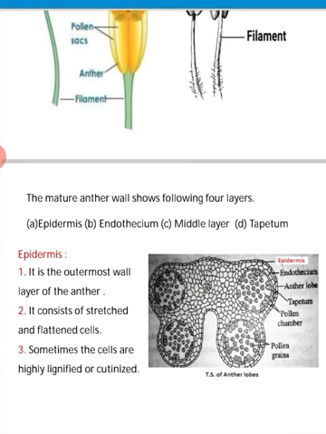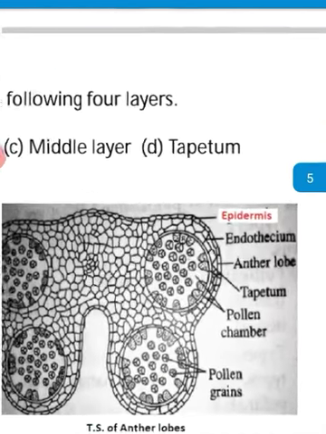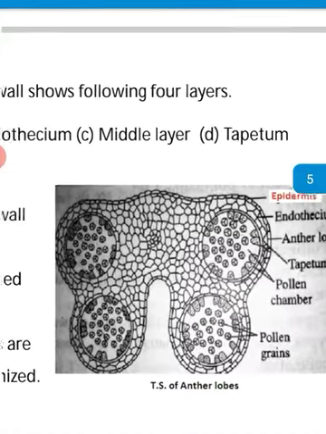The mature anther wall shows the following four layers: epidermis, endothecium, middle layer, and tapetum. The first is the epidermis. It is the outermost wall layer of the anther. It consists of stretched and flattened cells. Sometimes the cells are highly lignified or cutinized. Look into the figure. The outermost single uniseriate layer is nothing but the epidermis.